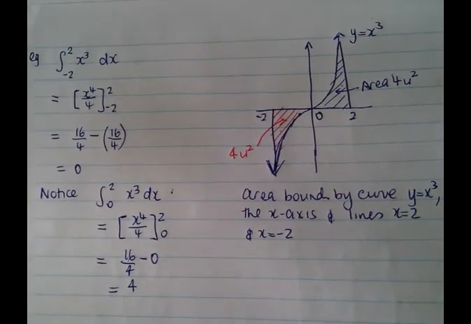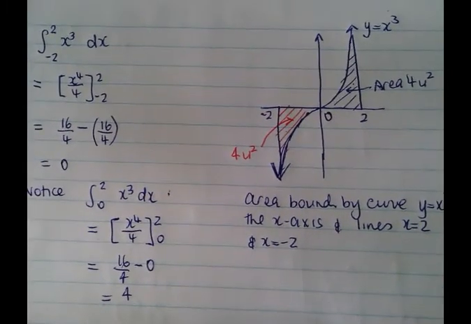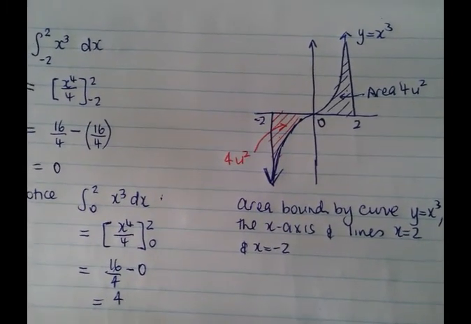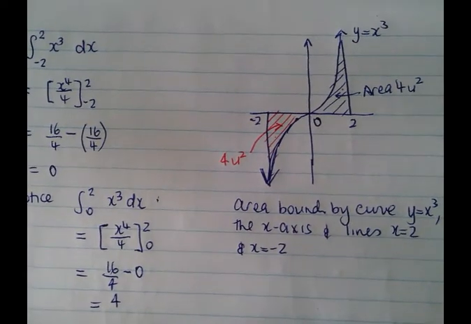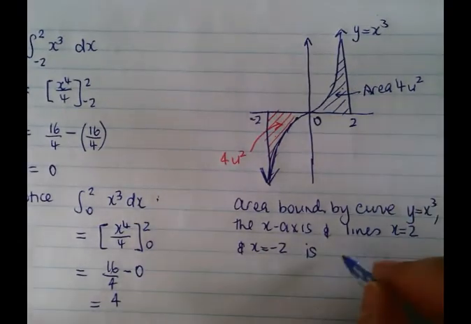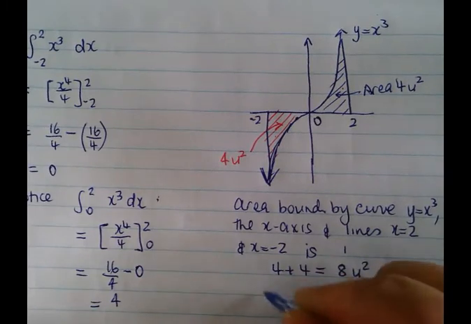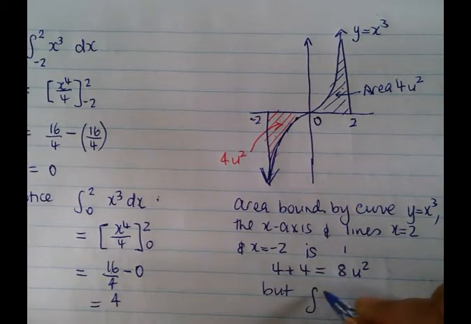Whoops, everything's a bit crooked. Trying to get straight here. What's the area? No, not the area. The area is 4 plus 4, it's 8 units squared, but the integral between 2 and negative 2 of x cubed dx, sorry, yeah, each one's 4. Oh, I could do the other one. How do we know it's 4?